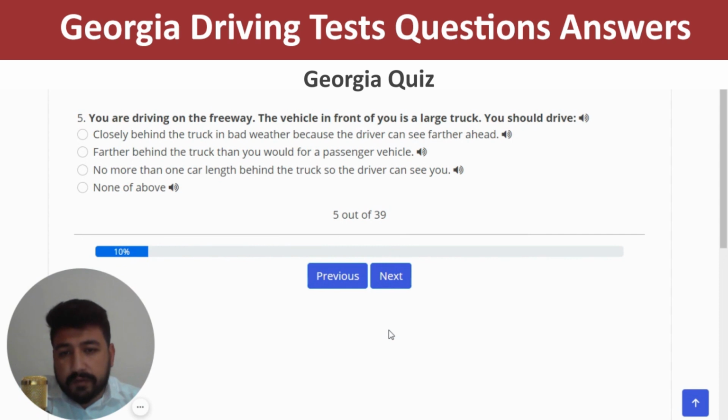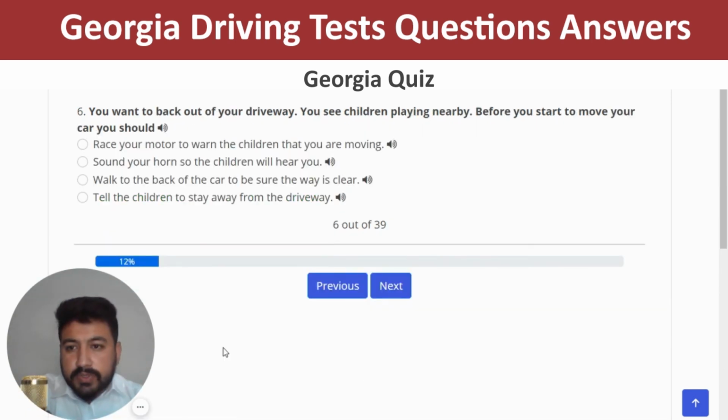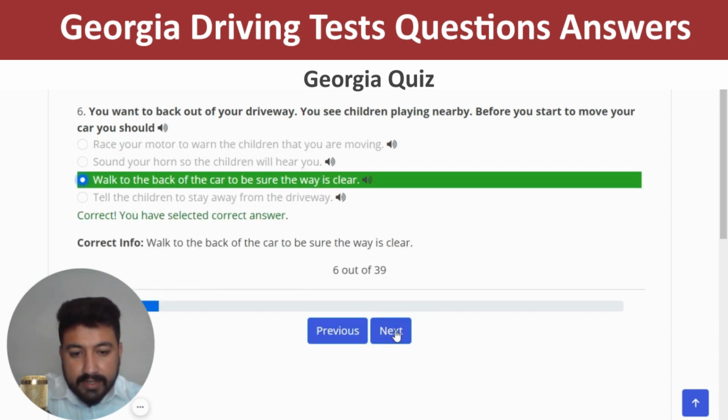You are driving on the freeway. The vehicle in front of you is a large truck. You should drive. So again, you can choose the second option, which is farther behind the truck than you would for a passenger vehicle. Right? And next. Sixth question is you want to back out of your driveway. You see children playing nearby. Before you start to move your car, you should. So it seems like the third one is the right one, which is walk to the back of the car to be sure the way is clear. So third option, correct? And next.